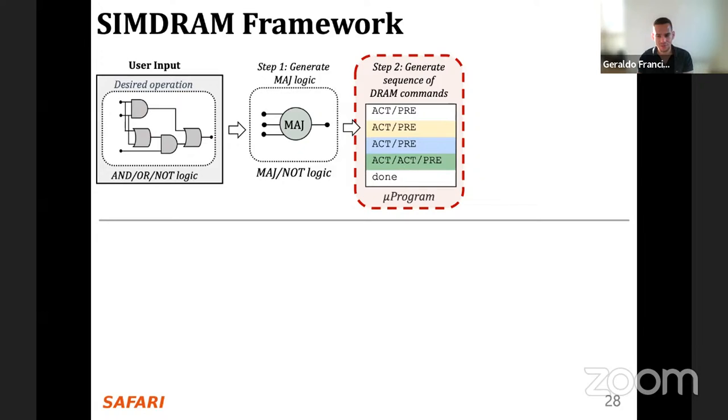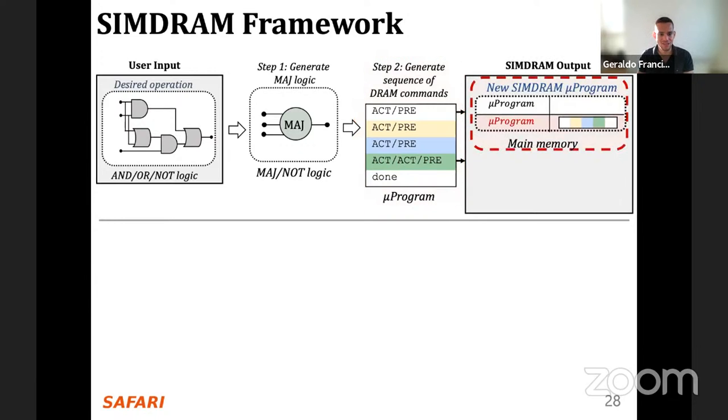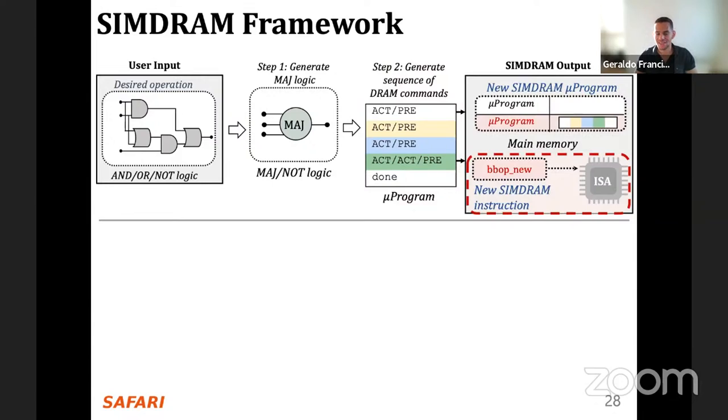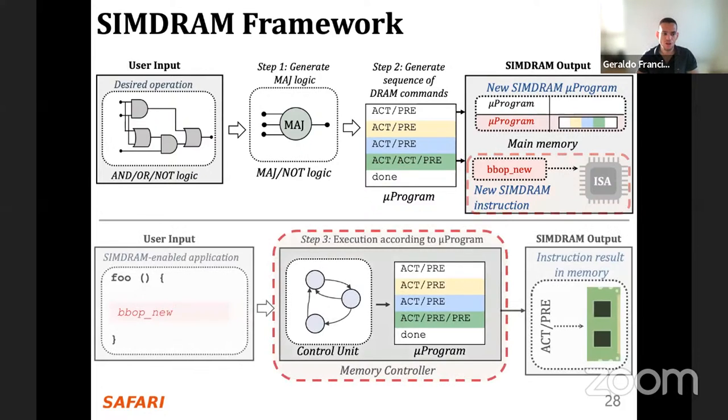We implement them in the DRAM substrate that we are using, which is pretty much what we borrow from MBIT. And we call the sequence of operations a microprogram. So at the end of step two, we are going to have a new SIMD-RAM microprogram, which is stored in main memory, and also a new SIMD-RAM instruction that is added to the CPU ISA. This new instruction allows the user to interface to this newly generated SIMD-RAM in-DRAM operation from source code. It's important to say that steps one and two happen offline, before the execution of the program.